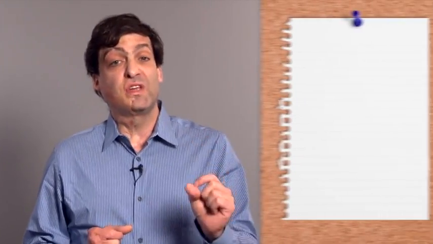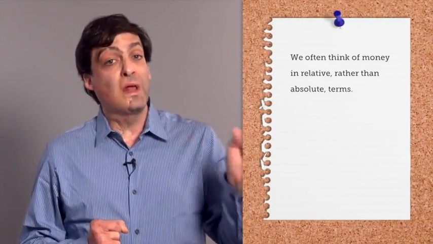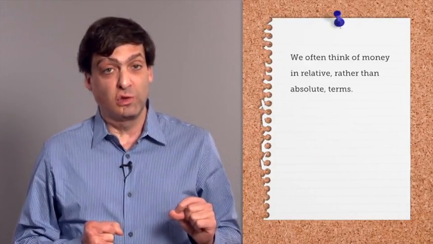As we said, thinking about money in the right way is a difficult thing to do, so we find tricks to think about it the wrong way. And one of those tricks is thinking about money in relative rather than absolute terms. So let me first give you some examples of how to think about it.